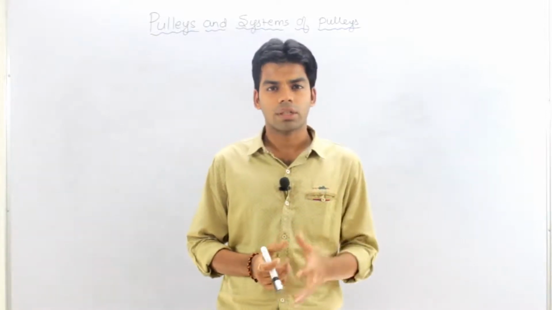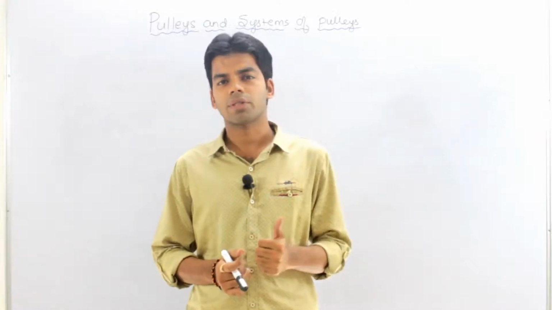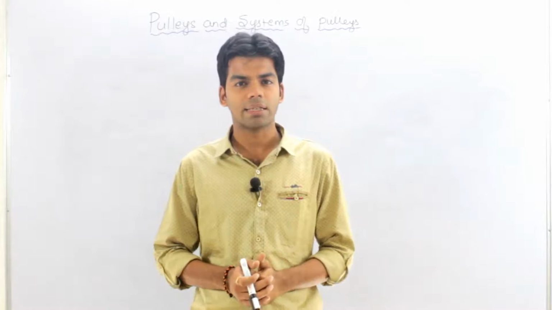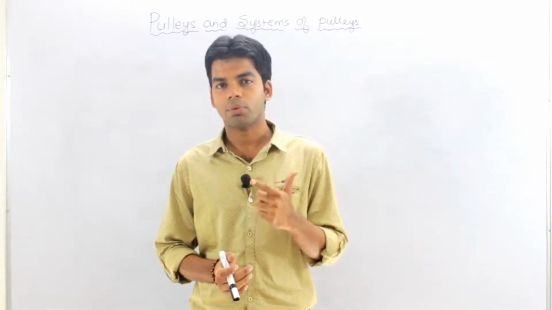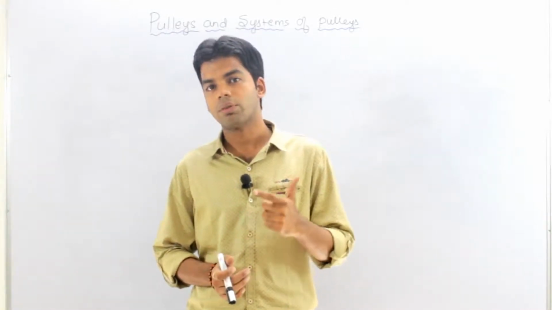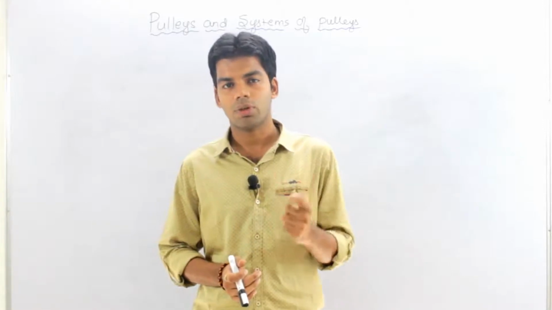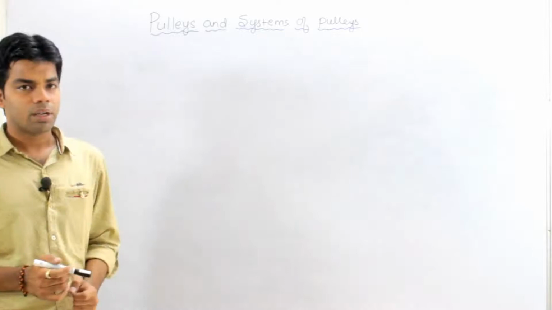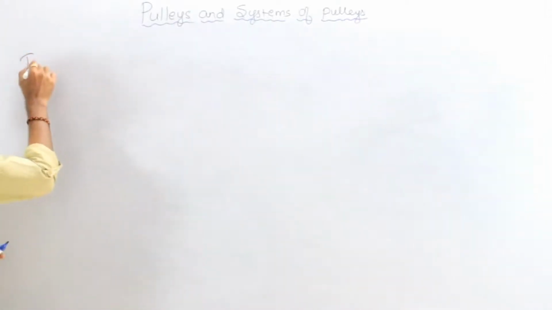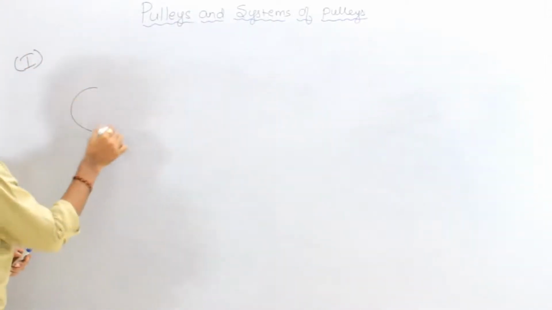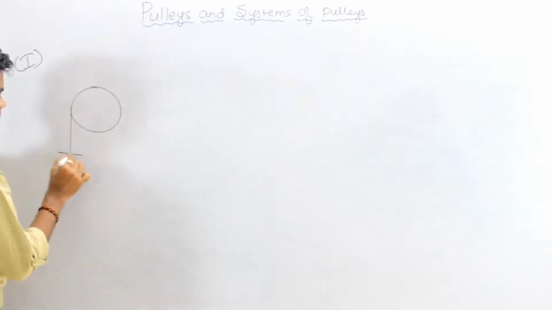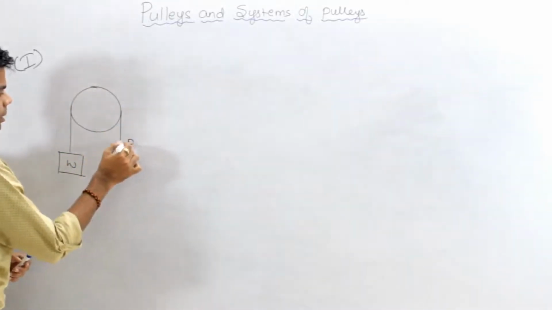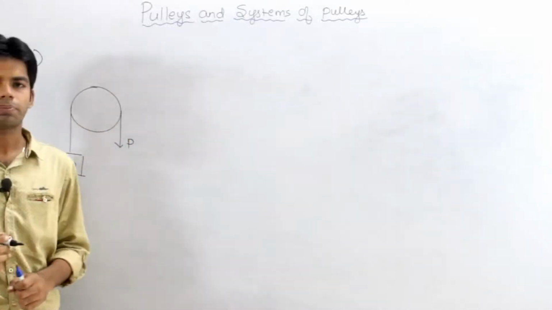Before actually studying these pulleys, we have certain assumptions. The very first assumption is that the pulley is weightless, and the second assumption is that the pulley is frictionless. So we are assuming weightless, frictionless pulleys, and now we are going to analyze this pulley. First, start with a simple pulley. A single pulley, a weight W is hanging at one end, and we are applying an effort P at the other end of the rope.